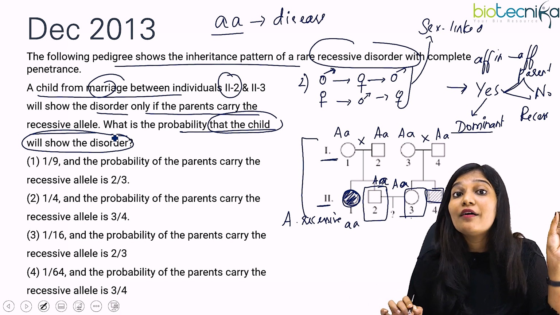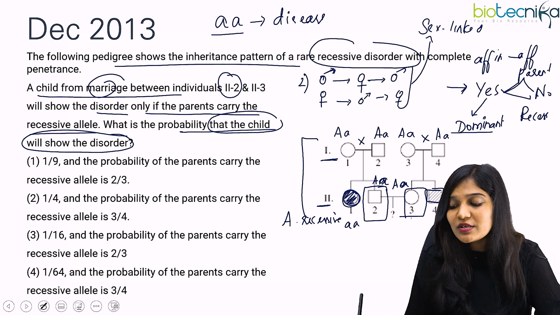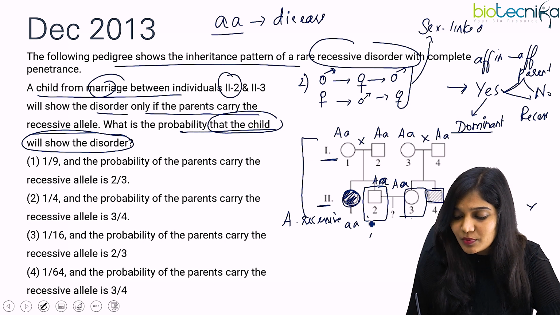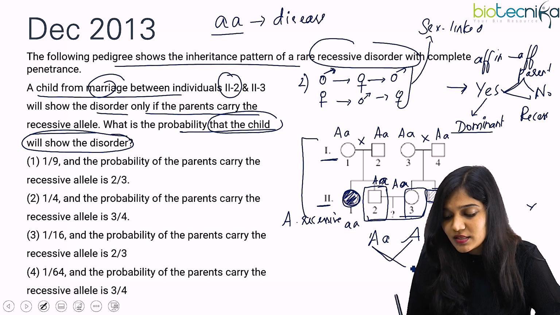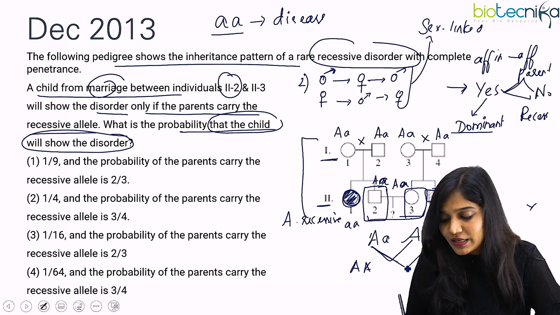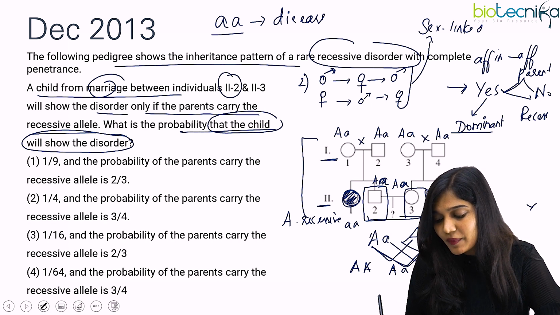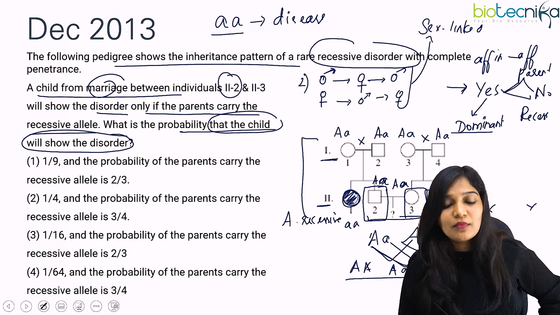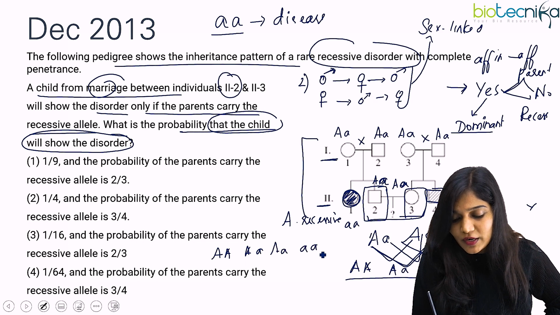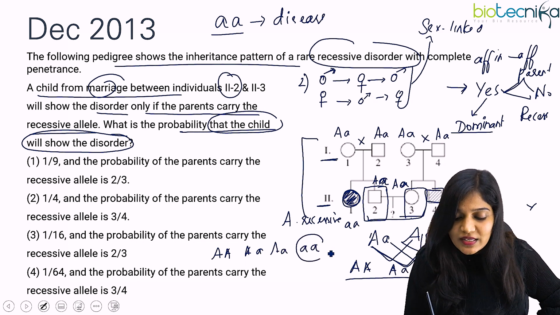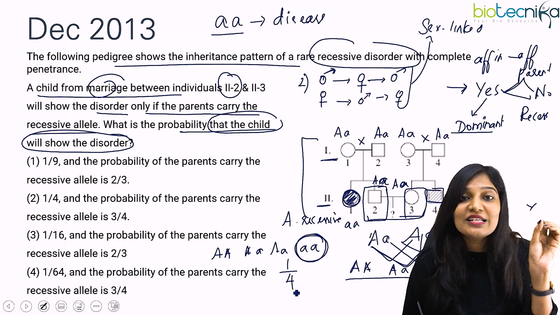So what do we have to do? We have to find the total together, which means the multiplicative rule, so we are going to do some multiplication here. First, let's check this part: capital A, small a, capital A, small a. If you do this cross, what you'll get is capital A capital A, capital A small a, capital A small a, and small a small a. Out of these 4 individuals, only one is diseased. So what is the probability? 1 by 4. But do not come to a conclusion yet.